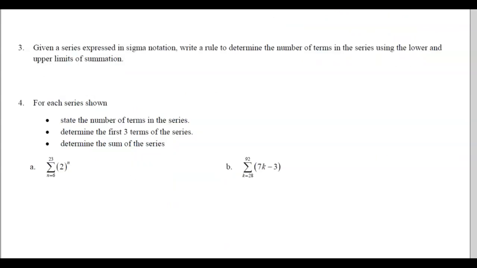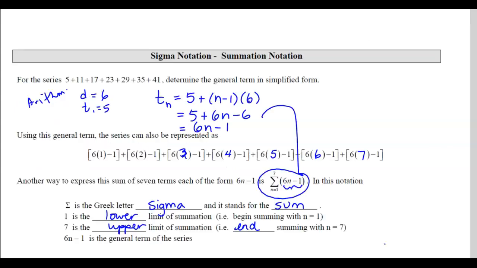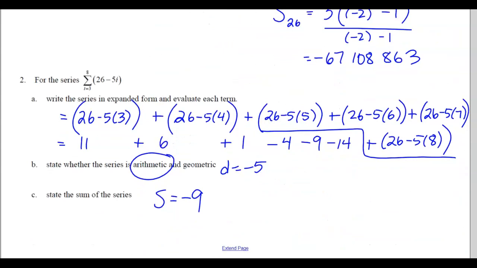Okay, so it says, given a series expressed in sigma notation, write a rule to determine the number of terms in the series using the lower and upper limits of summation. So take a look here. We went from 3 to 8. So you might look at 8 and say, oh, there's 8 terms. Well, count them up: 1, 2, 3, 4, 5, 6 terms. There weren't 8 terms because we did not start at i equals 1.